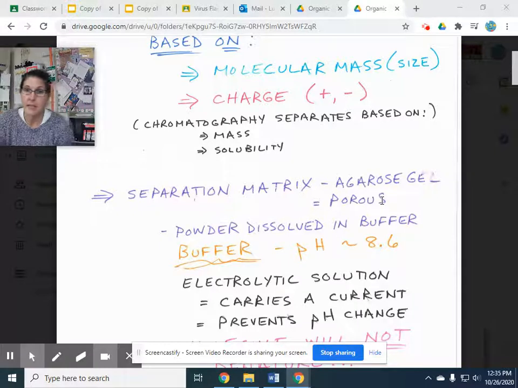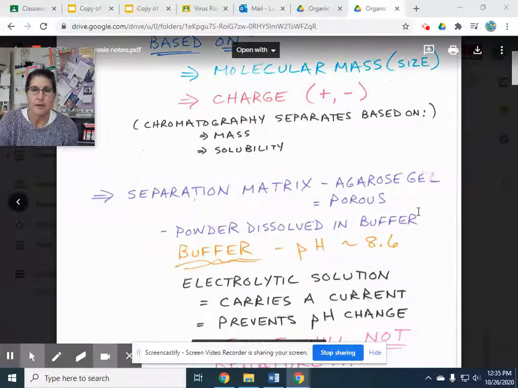It's a powder that I take and dissolve into buffer, which is an electrolyte solution, because I want to maintain a certain pH. The buffer that these gels are in and your molecules are separating through, if it becomes too high or too low, it can denature or destroy the proteins as well as your nucleic acids, your DNA and RNA. So we're going to keep it slightly basic, about 8.6. Remember, neutral is 7. So the buffer that we're using is about 8.6.